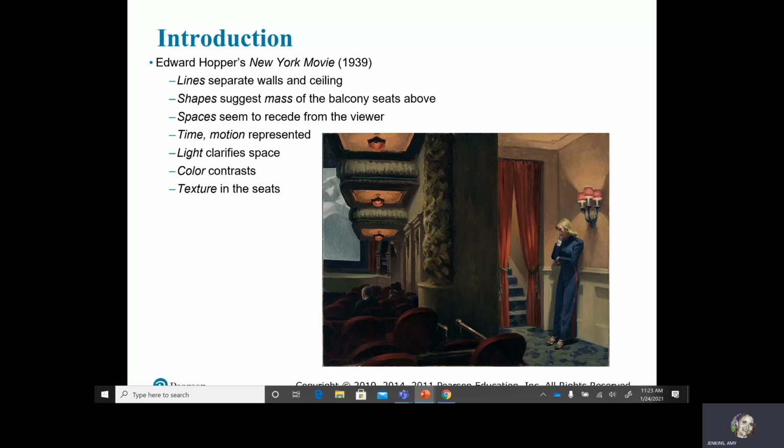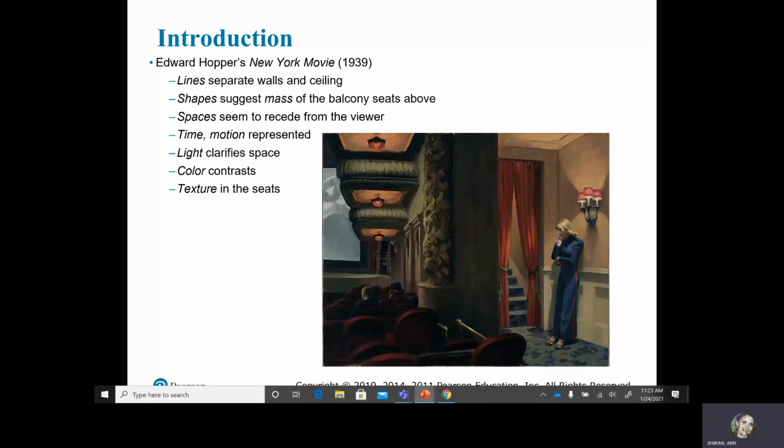Here we have Edward Hopper's New York Movie from 1939. We have lines that separate the walls and ceiling. Shapes suggest mass of the balcony seats above. Space seems to recede from the viewer. Time and motion are represented. You have people there that are going to eventually leave.